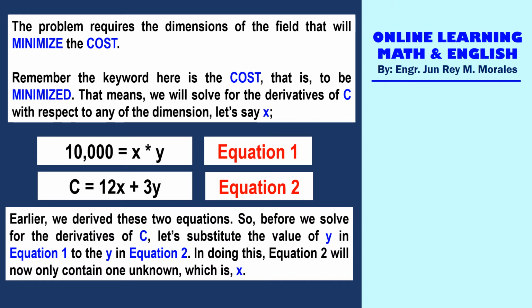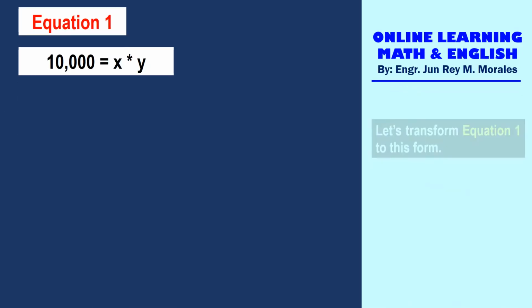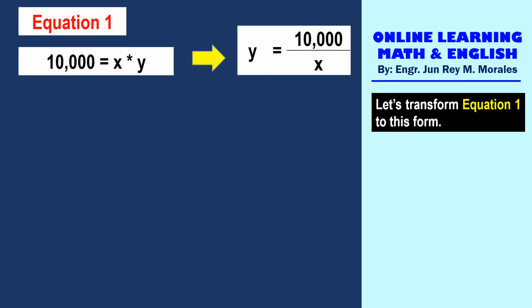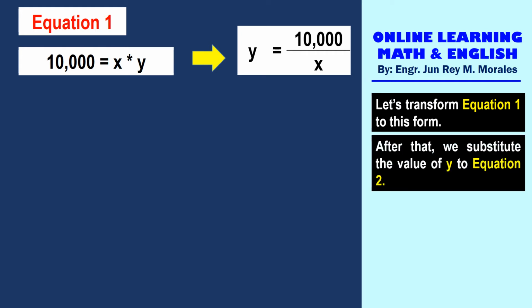Earlier, we derived these two equations. So, before we solve for the derivatives of c, let's substitute the value of y in equation 1 to the y in equation 2. In doing this, equation 2 will now only contain one unknown, which is x. Let's transform equation 1 to this form. After that, we substitute the value of y to equation 2.